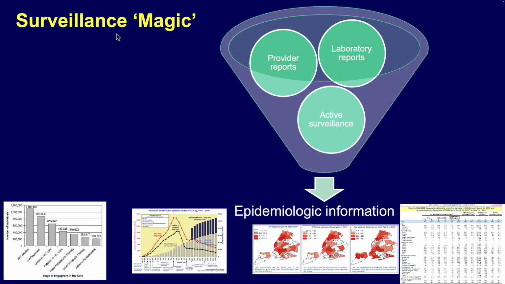The next few slides will detail how this process of receiving data and reports from providers and labs and from active surveillance gets translated from data into useful epidemiologic information. In other words, the nuts and bolts of New York City's HIV/AIDS surveillance system and its epidemiologic inner workings.